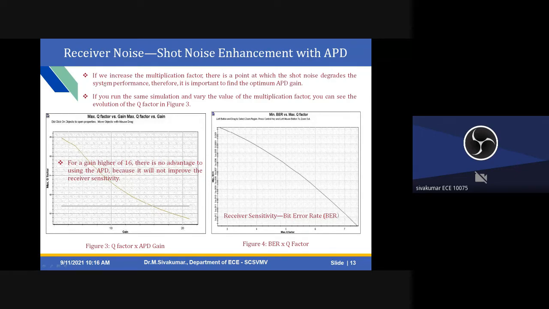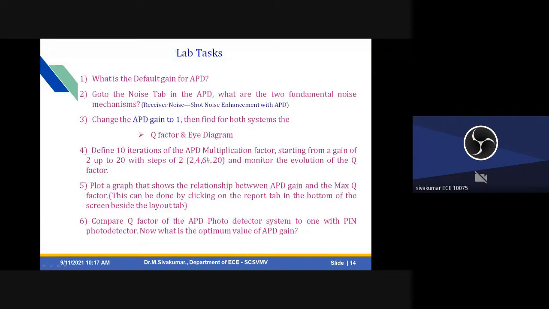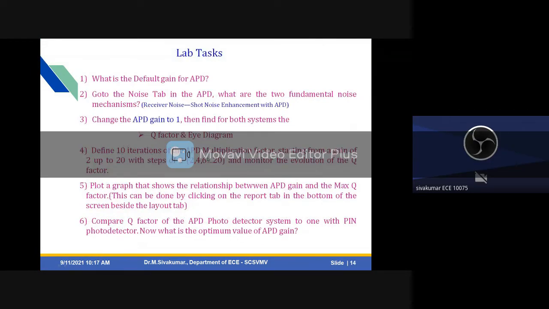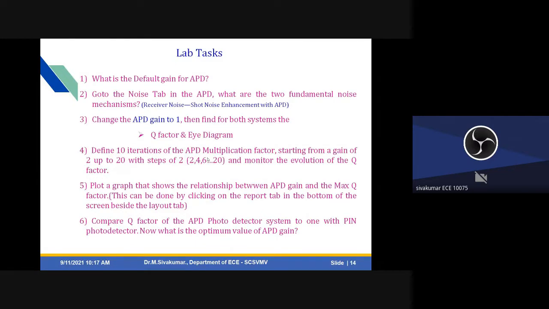Just go through the procedures you do. Then what is the lab task here? Some of the questions you know yourself. What is the default gain for APD? Okay, this is the first question.